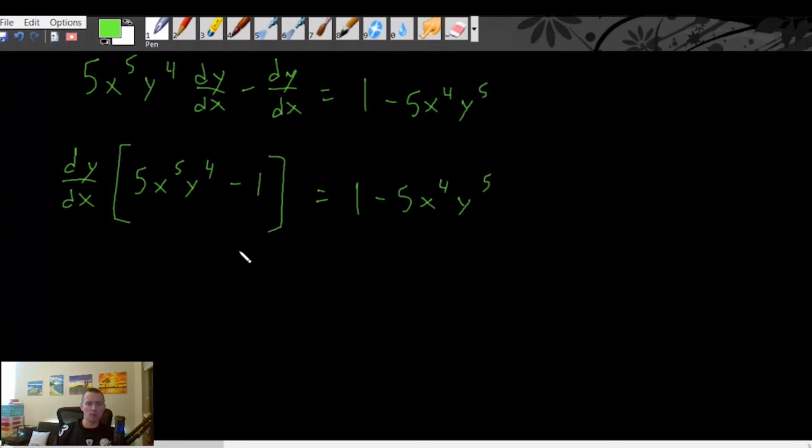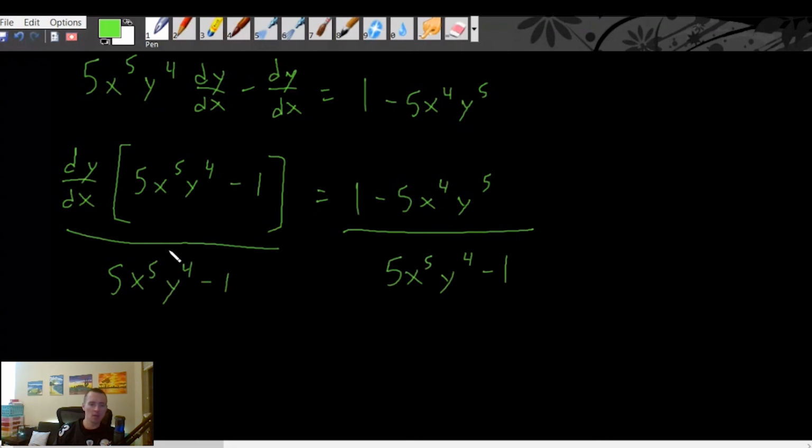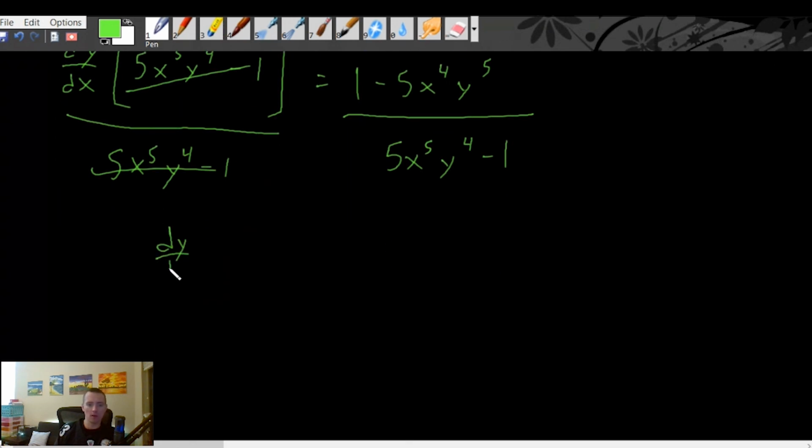So now once we've got our dy dx factored out, we can divide both sides by everything within the parentheses here. So doing that is going to divide both sides by this. It's going to cancel on the left, and we're going to be left with dy dx equals 1 minus 5x to the 4th, y to the 5th, over 5x to the 5th, y to the 4th, minus 1.